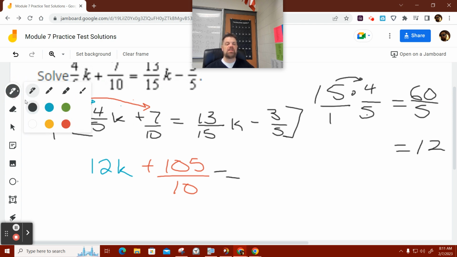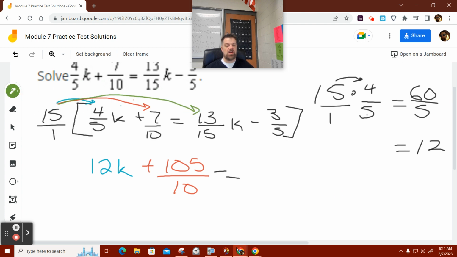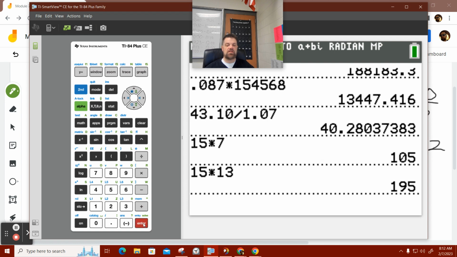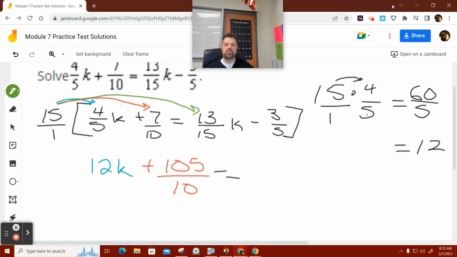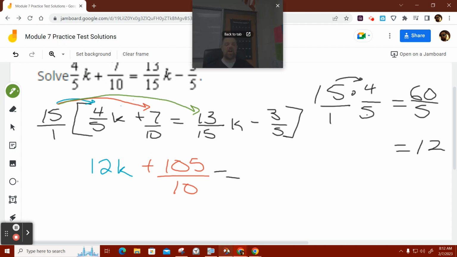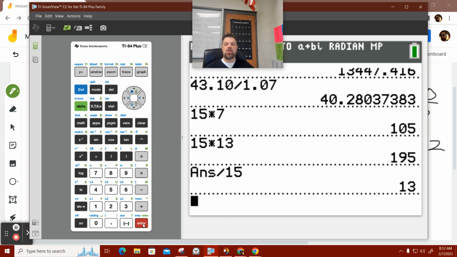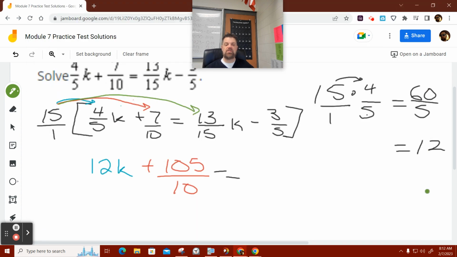Now, what is 15 times 13? Well, let's do that one on our calculator. I think it's 175. 15 times 13. 195. I was off. But wait, is 195 divisible by 15? Let's see. Yeah, it has to be. So this whole thing reduces down to 13k.